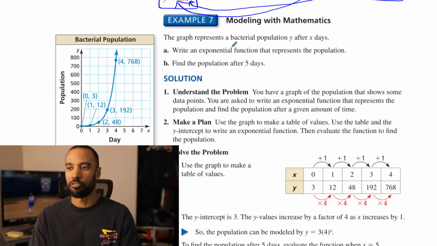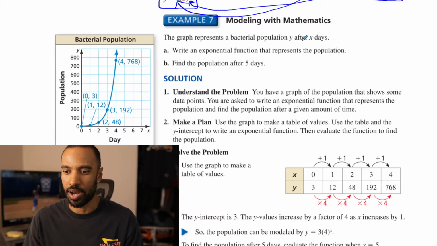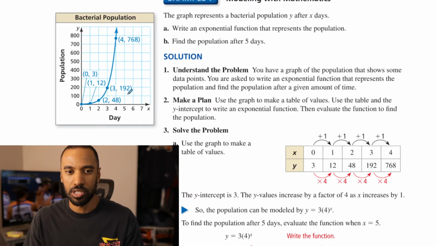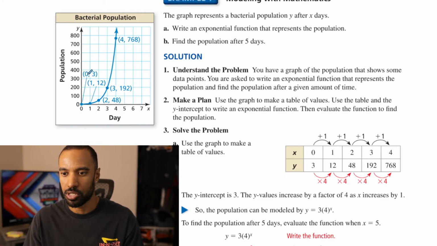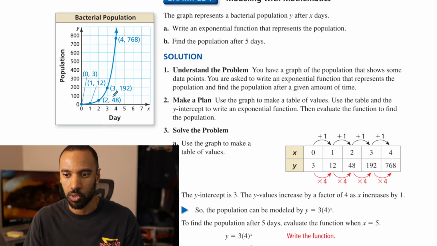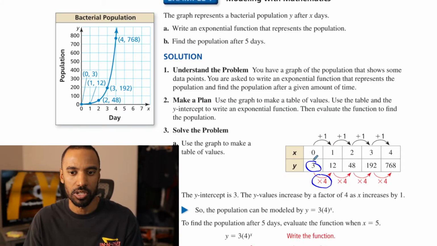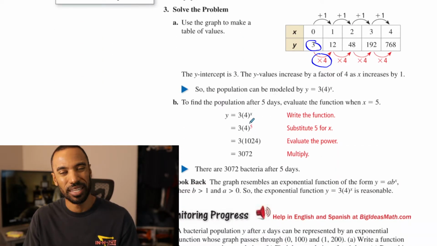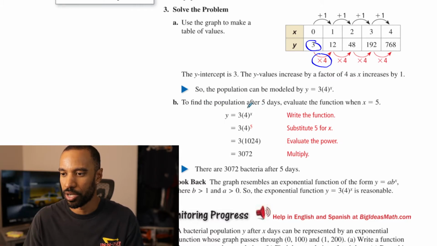Modeling with mathematics. The graph represents a bacterial population y after x days, and it just reproduces. Ugh, bacteria. Write an exponential function that represents the population. So if we notice here, they made a table out of it to be sure, but every time we have a y-intercept of 3, and every time x increases by 1, you're getting 4 times larger than the previous number. 3 times 4 is 12, 12 times 4 is 48, etc. So 3 being the y-intercept, 4 being the growth factor are the two values that we're going to write into our equation. This will be y equals 3 times 4 to the x power. We're getting it. We're getting that notion here.